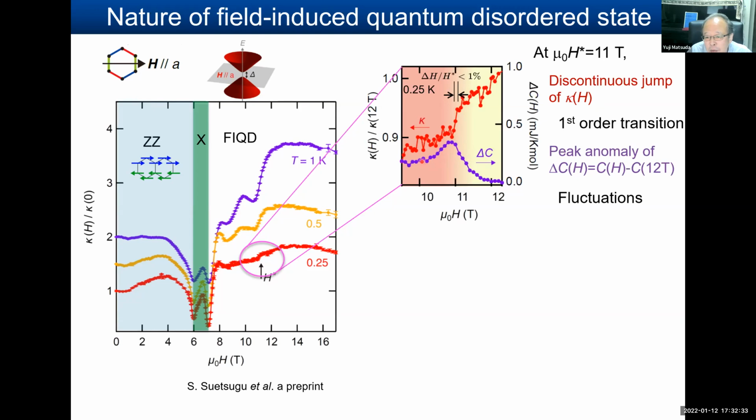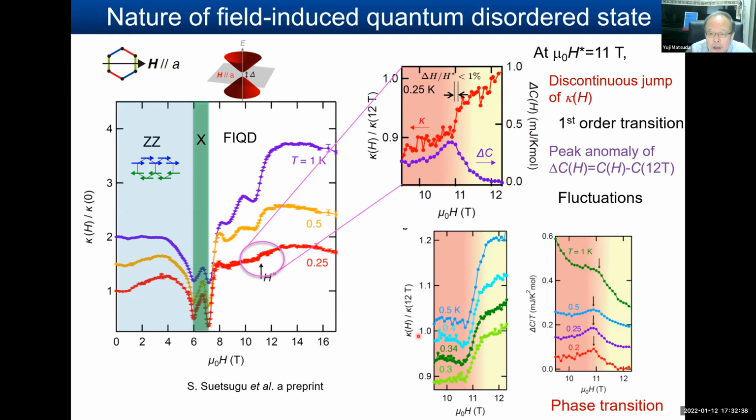Actually, this kink anomaly of the thermal conductivity is observed at a higher temperature, but it's smeared out at 0.5 Tesla, 5 Kelvin, as shown by this figure. And the broader peak of the specific heat is also smeared out at high temperatures. This is consistent with the phase transition at 11 Tesla.